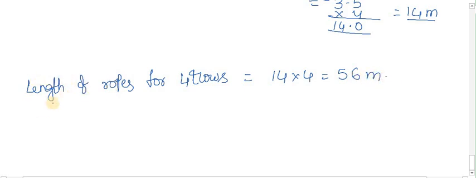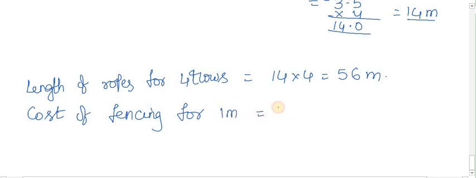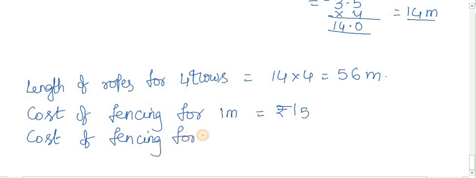So cost of fencing for 1 meter is equal to 15 rupees. So how many meters do we require here? Yes, 56 meters. Cost of fencing for 56 meters is equal to 56 into 15. So I already said that we can do it.